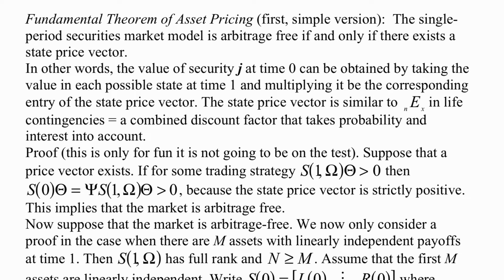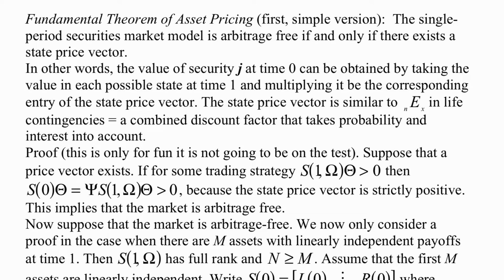And this is the key result that I want you to know, the fundamental theorem of asset pricing. The single period securities market model is arbitrage-free if and only if there exists a state price vector. In other words, the value of security j at time 0 can be obtained by taking the value of each possible state at time 1 and multiplying it by the corresponding entry of the state price vector. The state price vector is similar to NEX in life contingencies, a combined discount factor that takes probability and interest into account.